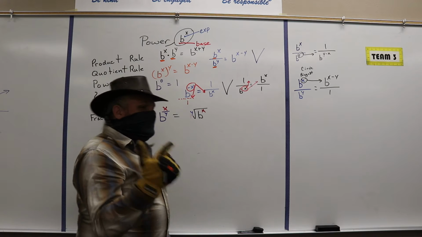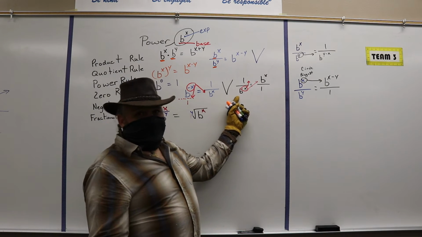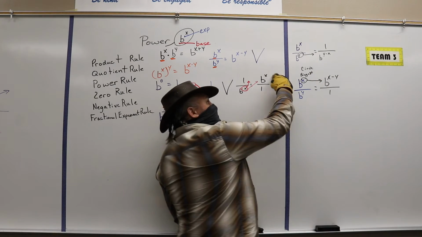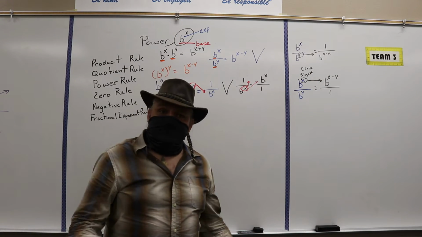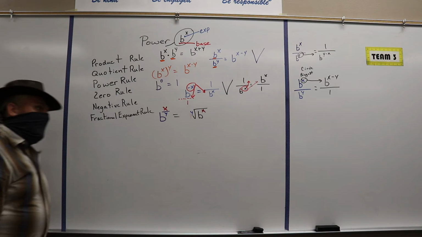Now, with that said, if the denominator has a negative exponent, I can move it up and make it positive, right? So 2 different ways of dealing with negative exponents, right?